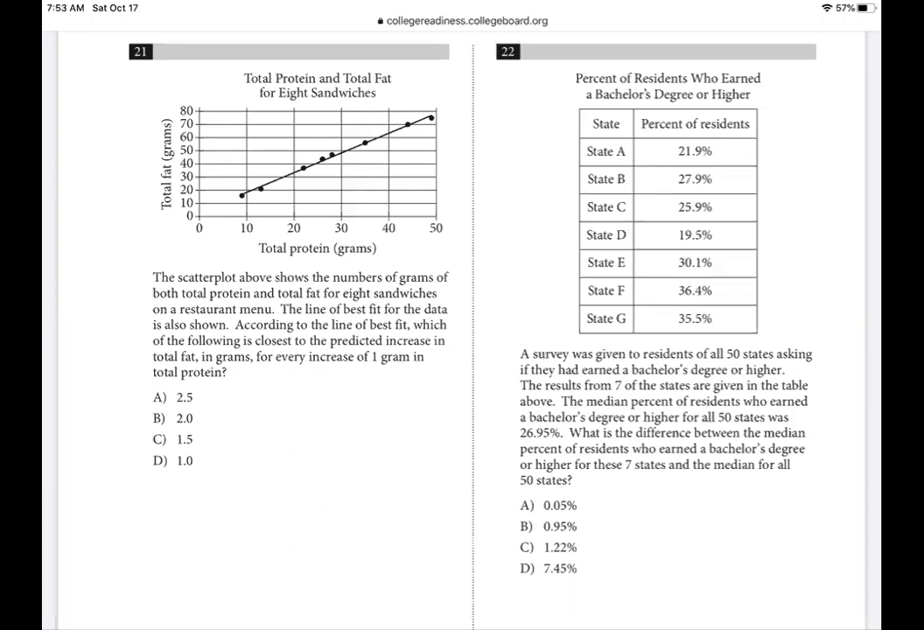This is practice test 7, section 4, questions 21 and 22. So please pause now if you would like to try these two problems without any hints. I'll go ahead with some hints for each and then go through them.